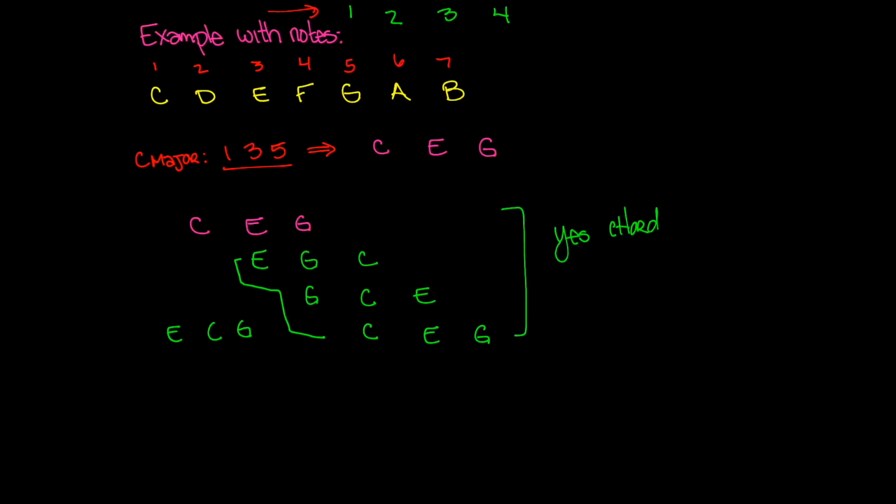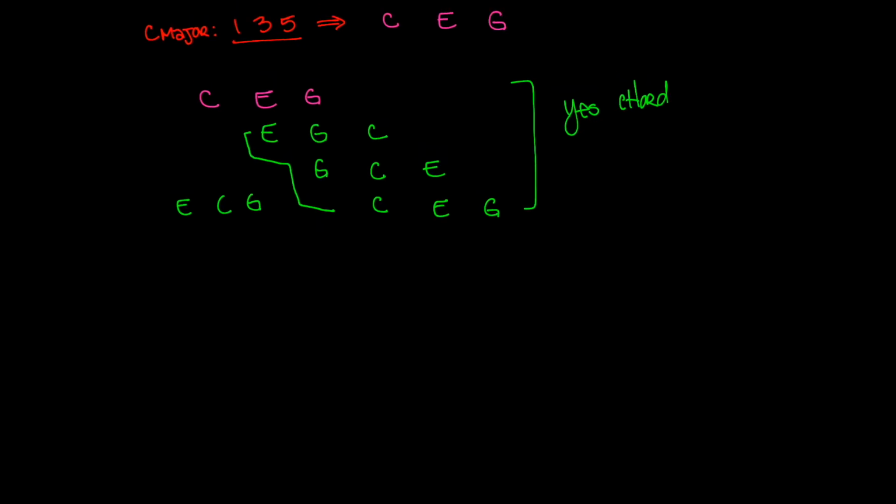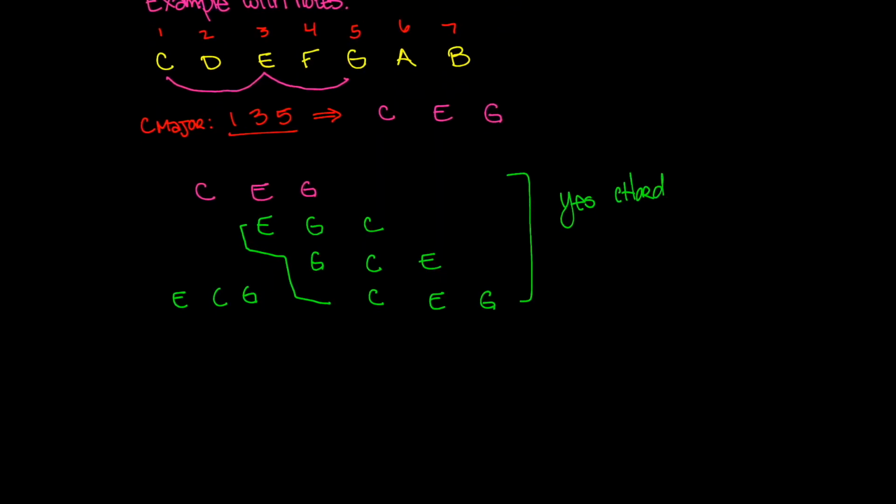Let me show you what I mean by chords having to be tertian. We recognize that if it is a C major chord, we have 1, 3, and 5. So 1, 3, and 5. And you can see that that's very tertian. It's skipping every other scale degree. Very, very tertian.